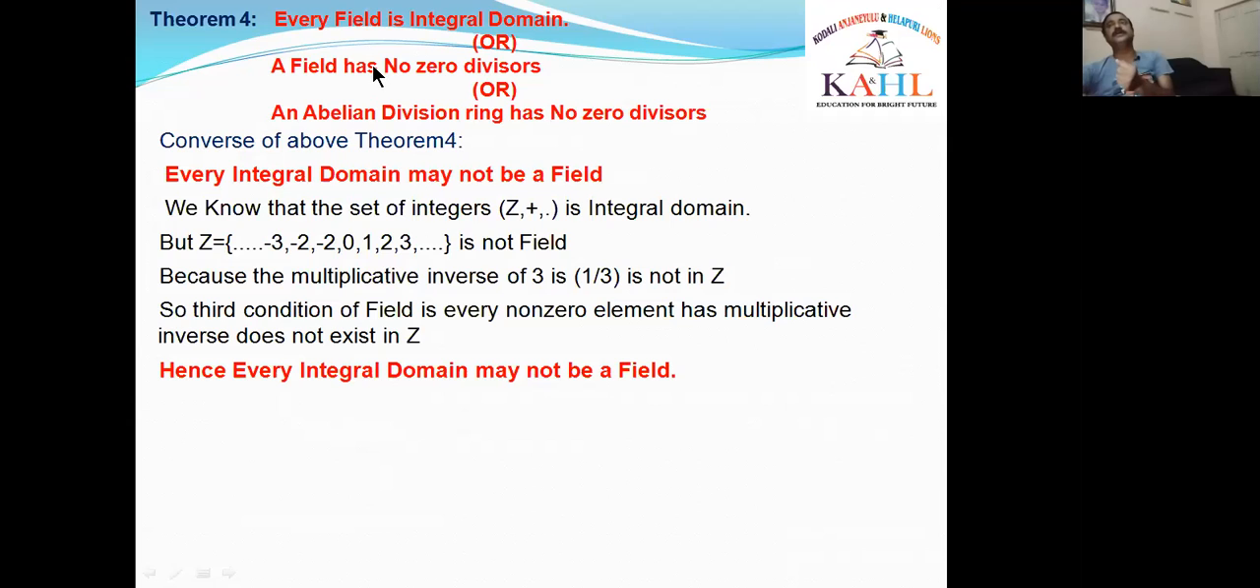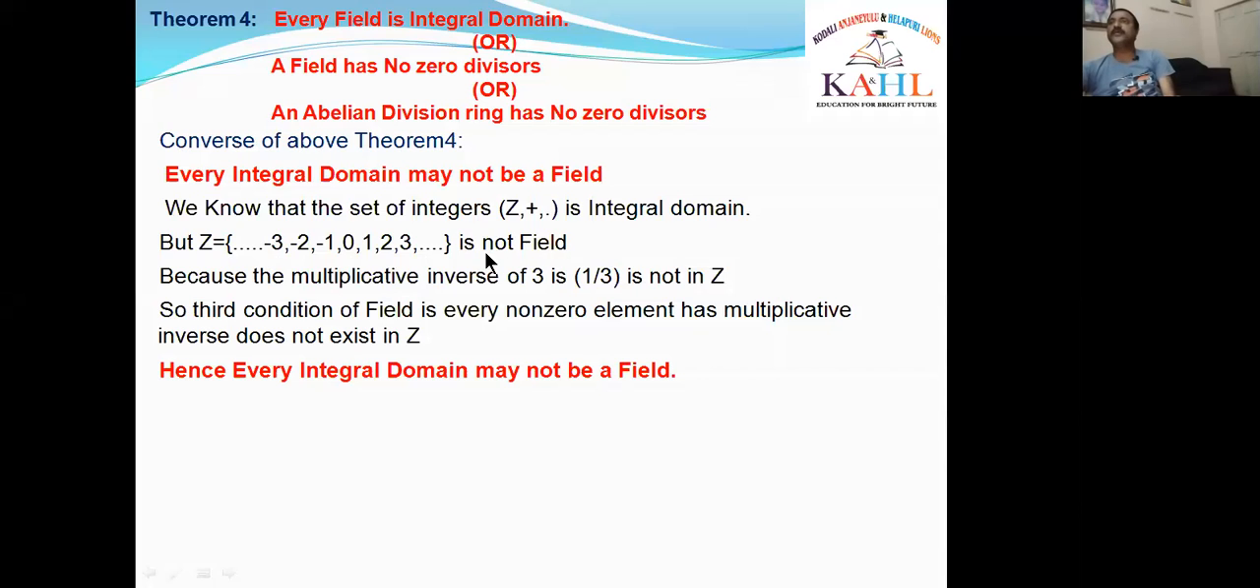How can we prove that? I can prove it with an example. We know that the set of integers Z with plus and dot is an integral domain. What is Z? Integers: minus 3, minus 2, minus 1, 0, 1, 2, 3.